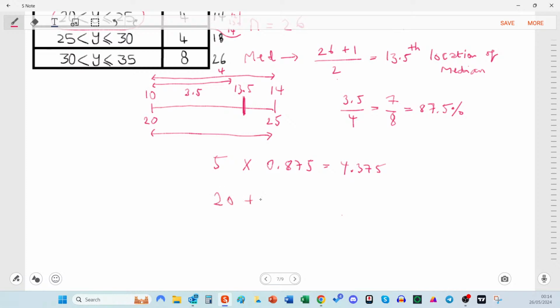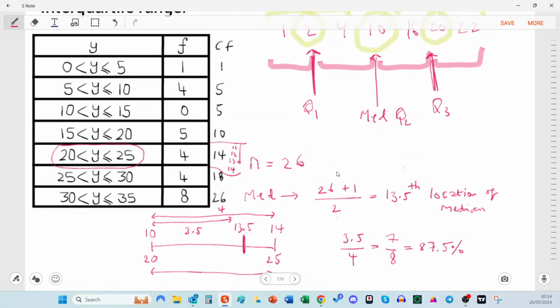So 20 plus 4.375, and that's 24.375. That's our estimate for the median. We could say estimated median. This theory, if that's the first time you've seen it, then maybe it's one of those things that may be a bit overwhelming, but you are essentially just finding that halfway point.